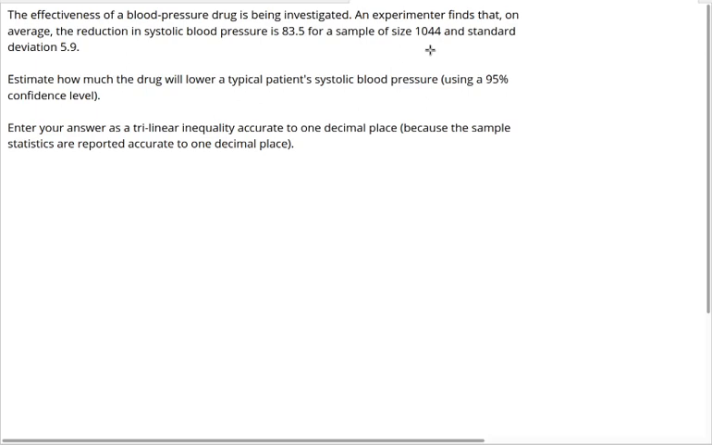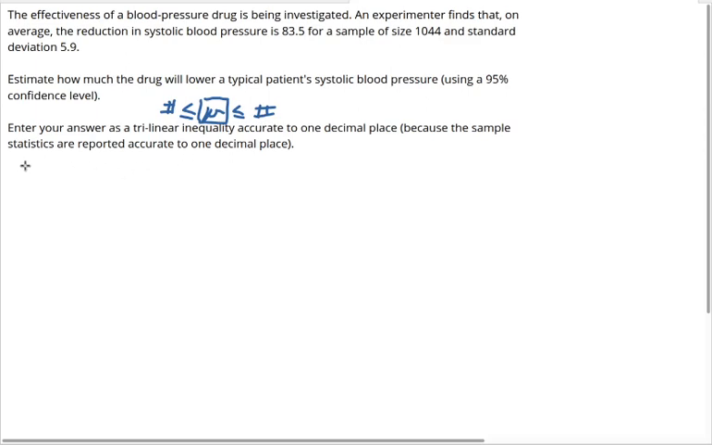We're going to enter our answer as a trilinear inequality, which just means we're going to find a lower number, put the mean in the middle, and then another number, our upper number. So this is a trilinear inequality because we have three inequalities. This is our mean. The mean amount that this drug actually lowers blood pressure is going to be between these two numbers with 95% confidence. So we need to find those numbers.